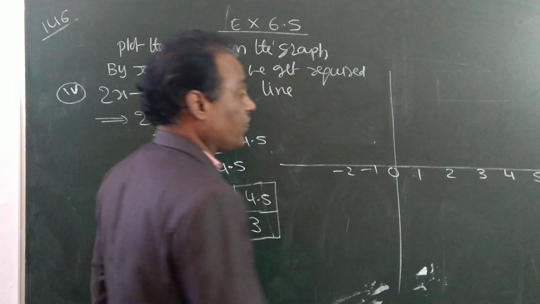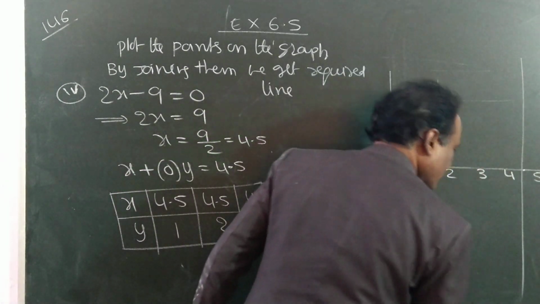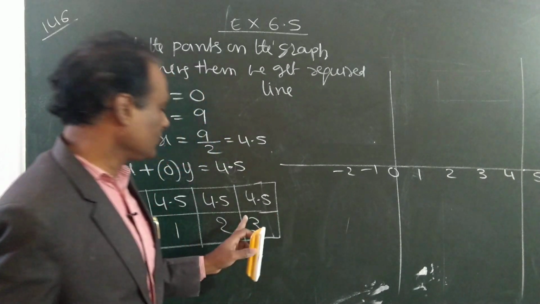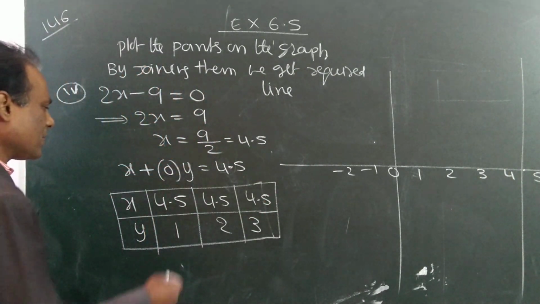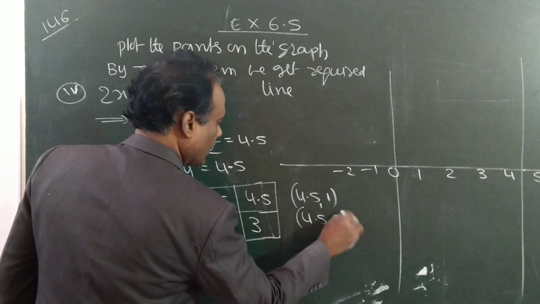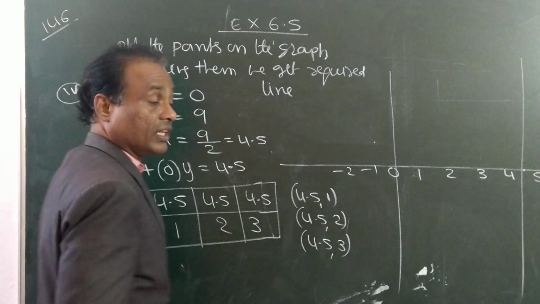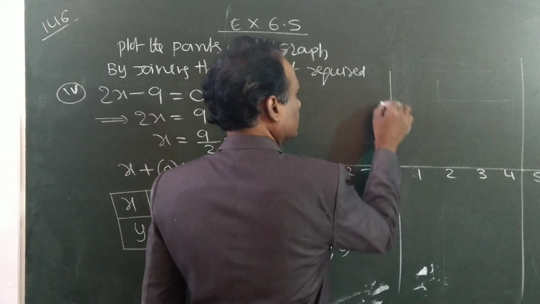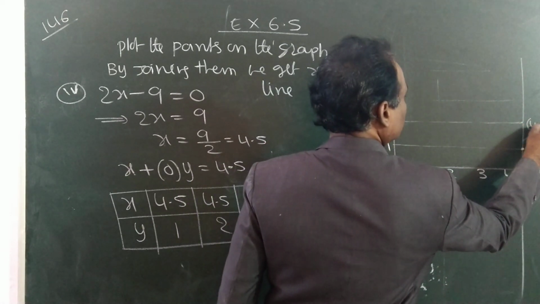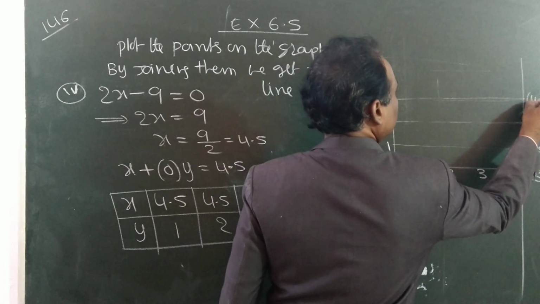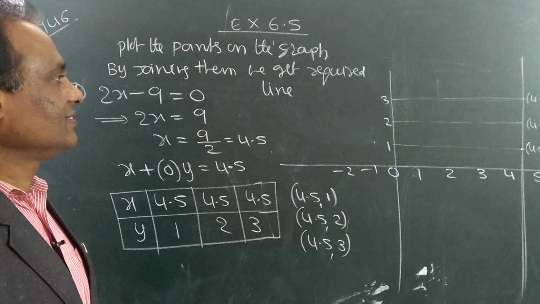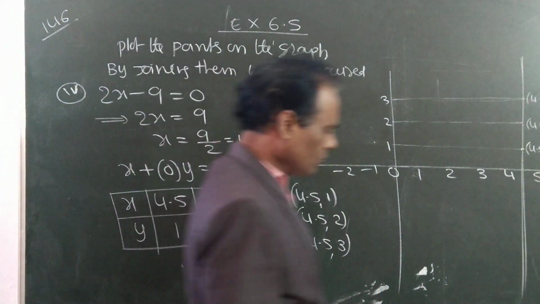X is equal to 4.5, in between 4 and 5, directly we will get a line like this. I told you x is equal to any number is parallel to the y axis at a distance of 4.5. Directly we will get the line. Or else, write some steps: x value 4.5, y value 1; x value 4.5, y value 2; x value 4.5, y value 3. That is the line, that's all.